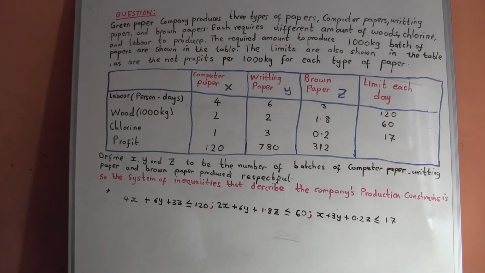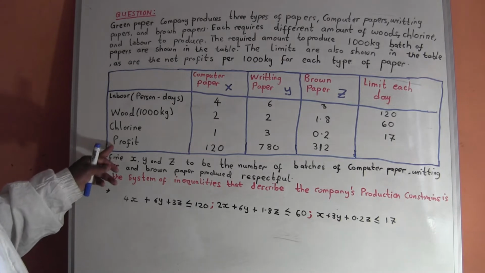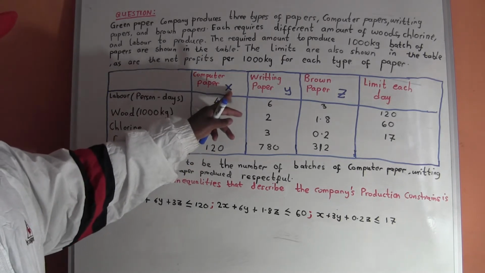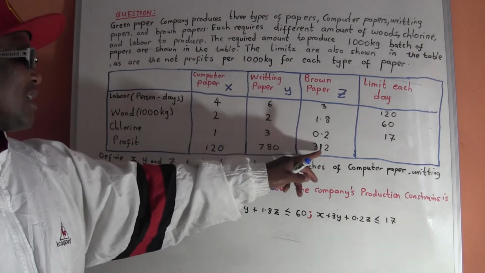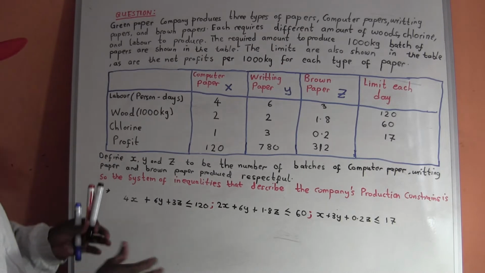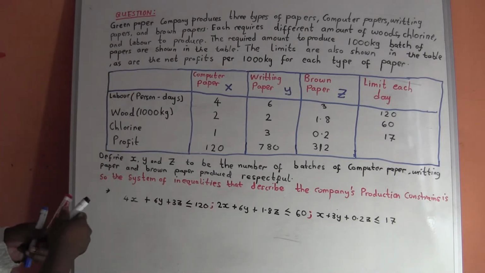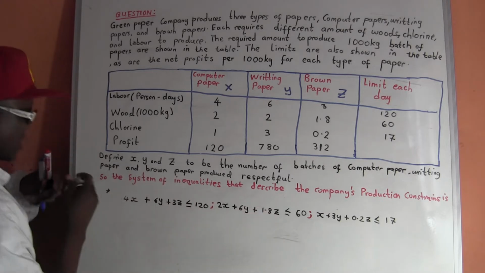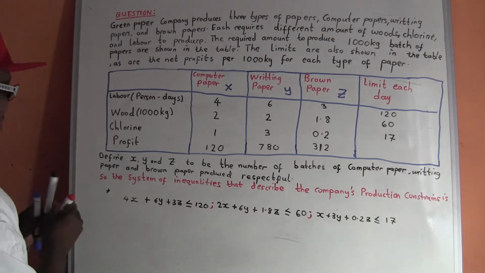But there's something here I want to show you, the profit function, because these are profits. So the profit function is going to be 120x, 78y, and 312z. It's not part of the constraints, but I can write it here and call it the profit function. So these are our inequality constraints, and these are also here for this problem.